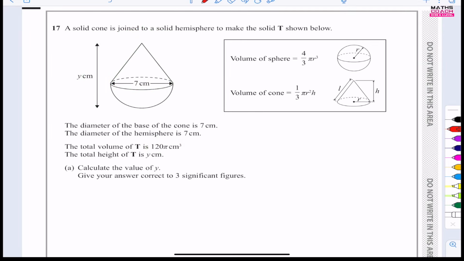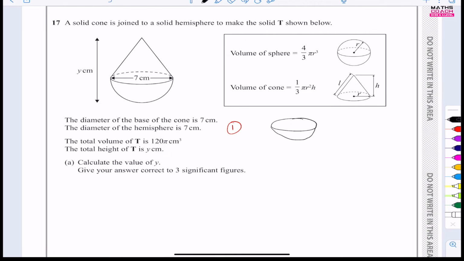So let's start off with the hemisphere. The hemisphere is half of a sphere, so you're going to divide this by 2, or the same as times it by half. Let me draw a hemisphere. This is your hemisphere. Now, what's the radius? You need the radius for that. The radius is going to be half of the 7, so it's going to be 3.5. And the height of this is also going to be 3.5, because from the center to any part of the circle is going to be the radius. So the height of this is also going to be 3.5 centimeters.